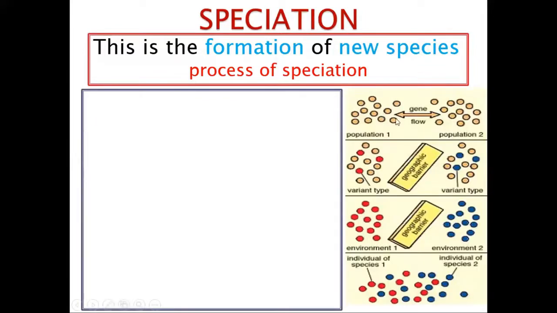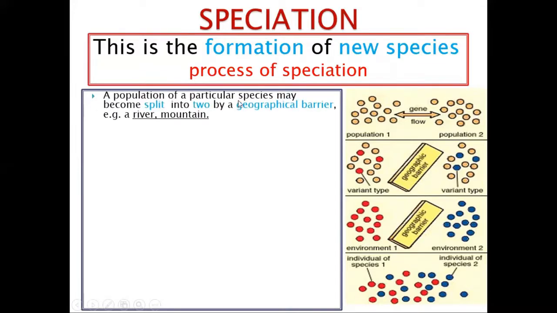So here you have a population. This population is population 1 and population 2. These two populations can interbreed. They are the same species, but now a geographical barrier has come in. So we are saying that a population of a particular species may be split into two by a geographical barrier. Actually, it was one population. There is gene flow. Gene flow means that they can interbreed, they can have sex, they can meet.